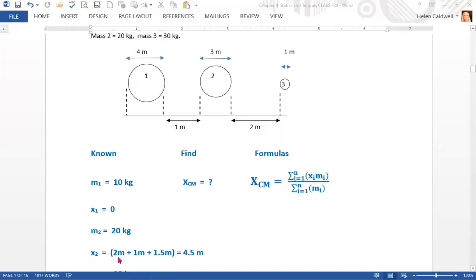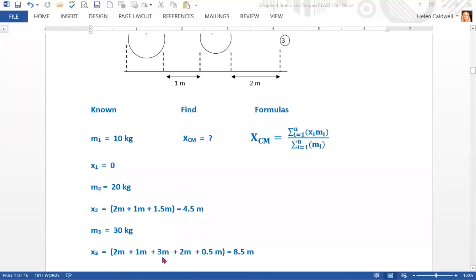So we know that's where this 2 meters comes from. From the edge of object 1 to the edge of object 2 is 1 meter. That's where this 1 meter comes from. From the edge of object 2 to its center would be halfway across. Well, 3 meters divided by 2 is 1.5. And that's where this 1.5 meters comes from. So 2 meters plus 1 meter plus 1.5 meters gives you 4.5 meters.